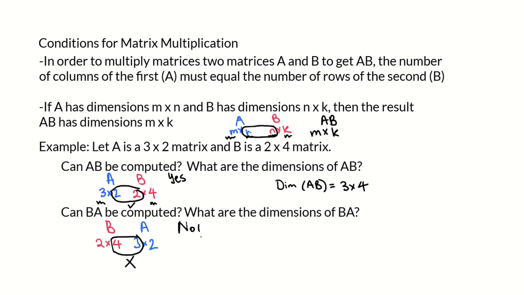So what this means is that it's possible that we might be able to multiply two matrices one way, so we can multiply AB, but we cannot multiply them the other order necessarily. So we can't necessarily multiply BA if we can multiply AB. So the dimensions and the order matter.